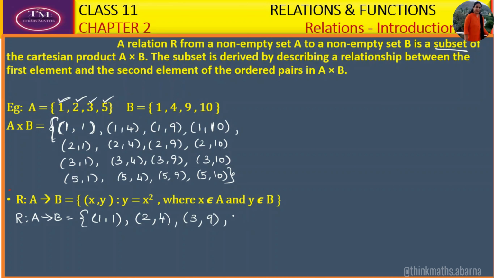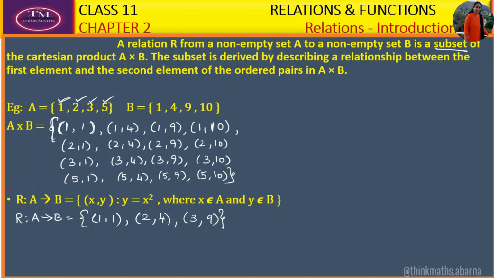Next take 5. 5 square is 25. Is 25 in B? No. Here x should belong to A, and yes, 5 belongs to A. What is 5 square? Because y is equal to x square, y should be the square of x. 5 square is 25, and 25 is not in B. So this ordered pair will not come, and we have to stop with this.